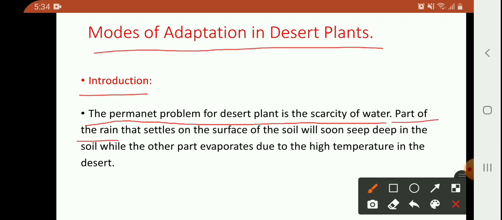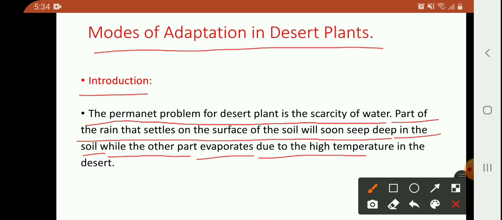Part of the rain that settles on the surface of the soil will soon seep deep in the soil, يعني جزء من الرين يلي بيستقر على سطح التربة بيتسرب بعمق للتربة, while the other part evaporates due to the high temperature in the desert, نسبة لارتفاع الحرارة بالصحراء.